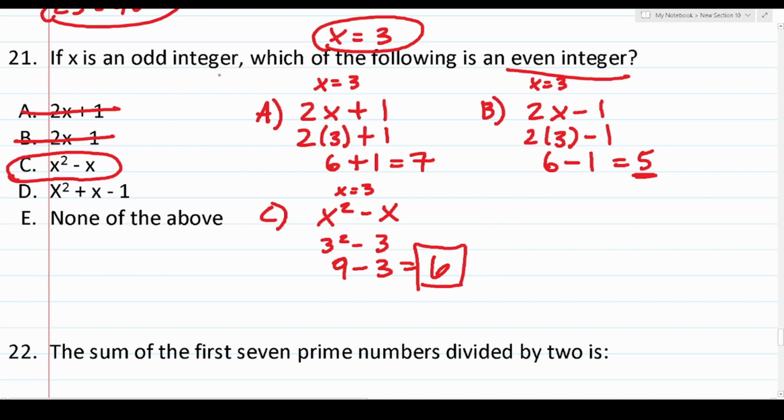Okay, so again, just assign x a real value. Again, it said x is odd, 3 is odd. Start plugging it into your answer choices until you get one that meets the stipulations in the question. Okay, so that's that one.